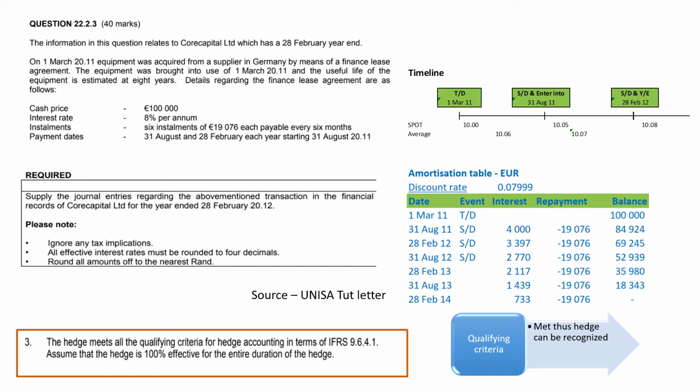So you have a company, Core Capital. This company acquired equipment via a finance lease agreement with a foreign supplier. Payments are made in euros, thus our amortization table that we have drafted is also in euros. We have been provided with the spot as well as average exchange rates for the relevant dates. The question requires us to provide journal entries, and the additional information in point number 3 draws our attention to the fact that we may apply hedge accounting as the qualifying criteria is met.